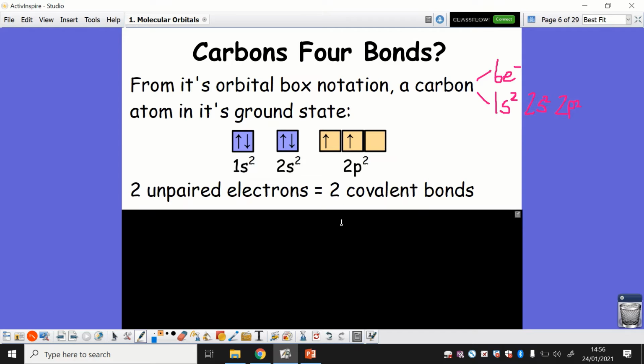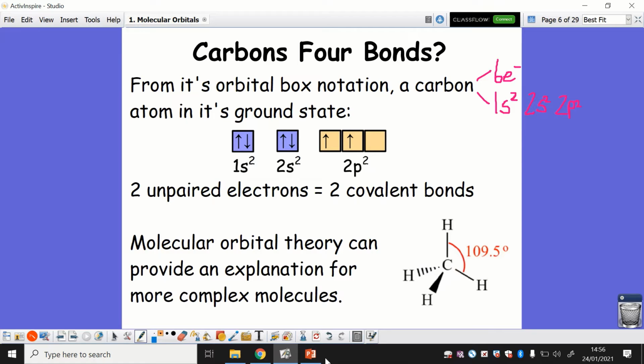Now, we would say that carbon has a valency of 4 because it has 4 unpaired electrons. But according to what we know about how orbitals are actually filled, that doesn't make sense, because according to this, carbon only has 2 unpaired electrons. So there's something not quite adding up. And this idea of molecular orbitals, molecular orbital theory, will provide an explanation for more complex molecules, even though I said earlier it was simple, it's more complex than a hydrogen molecule. Why does carbon in these types of molecules, like methane, form 4 bonds?